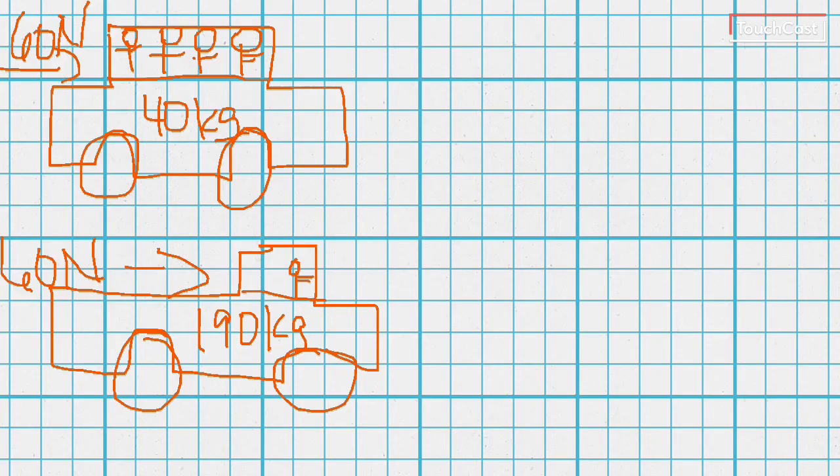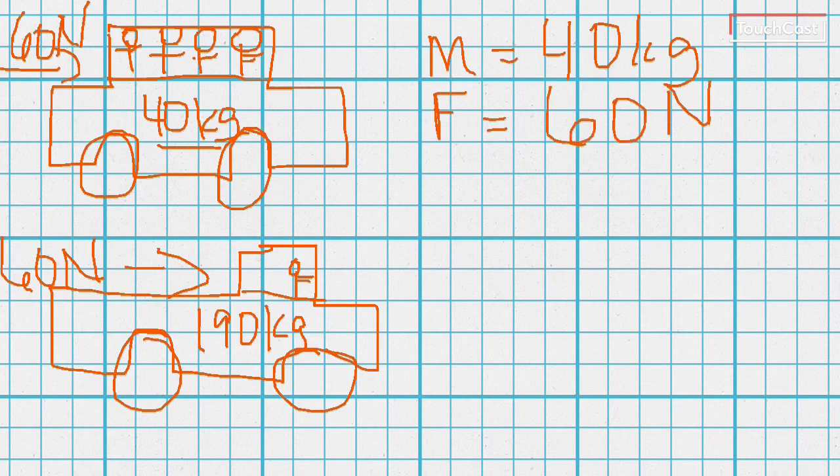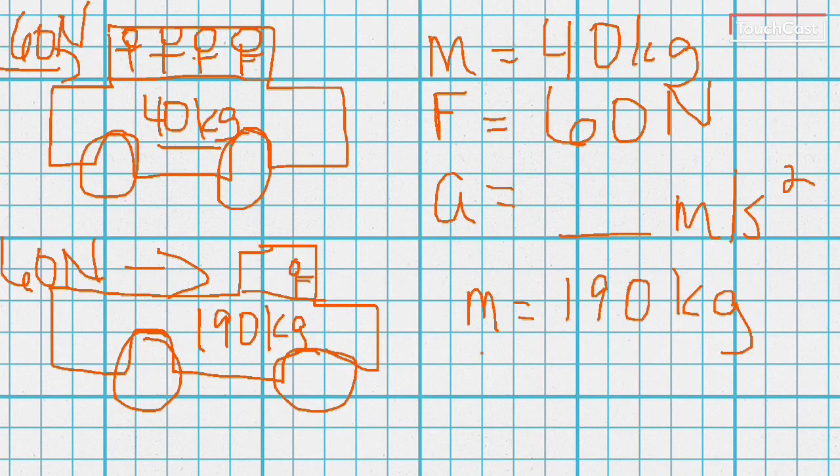Alright, so let's look at this example. So I have 2 vehicles here. I have the first one that has a mass of 40 kilograms. And then I have a force of 60 newtons. So I've got to manipulate that formula to figure out what the acceleration will be in meters per second squared. Okay, I've got another vehicle that has a mass of 190 kilograms, and it has a force of also 60 newtons. And I've got to do some math to figure out what my acceleration will be in meters per second squared.